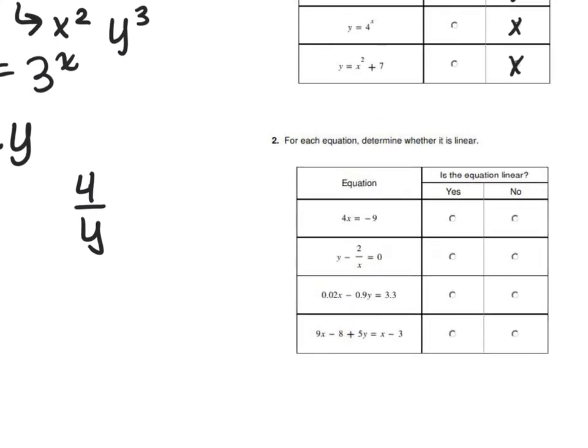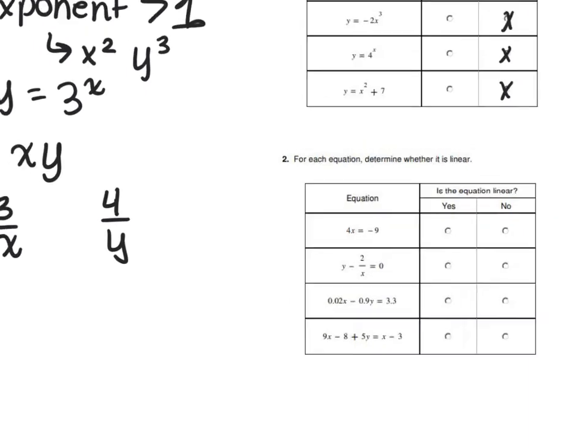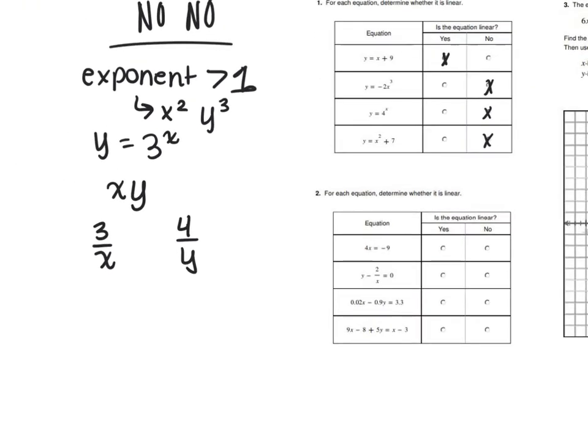For question 2, I look at that, I see 4x equals negative 9. No exponents, no multiplication of the two variables, no fractions, so yes, that's linear. Here I have a fraction, I notice. Again, I've got my variable on the bottom, so that is not linear.